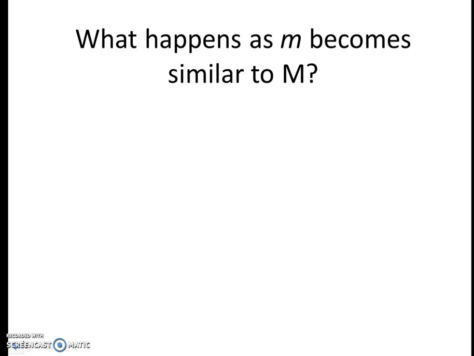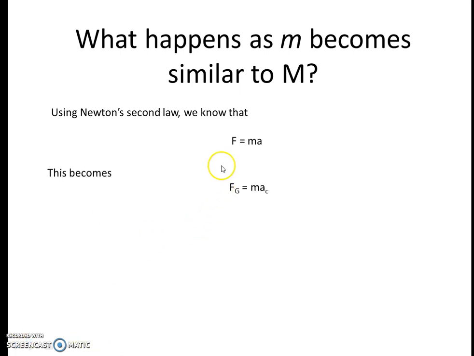Today we are here to discuss what happens in the case of satellite motion when the small body becomes similar in mass to the big body. We have to go all the way back to look at Newton's second law, which tells us that F is equal to ma. In the case of gravitation, you can see that it becomes Fg is equal to mac.